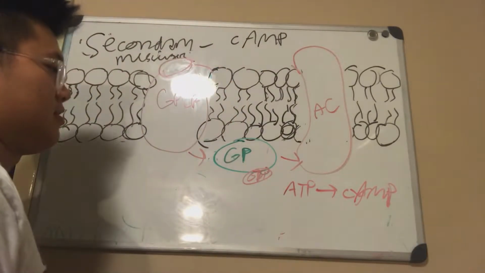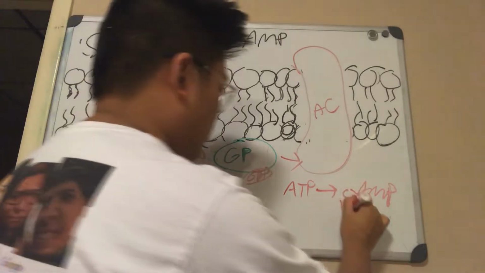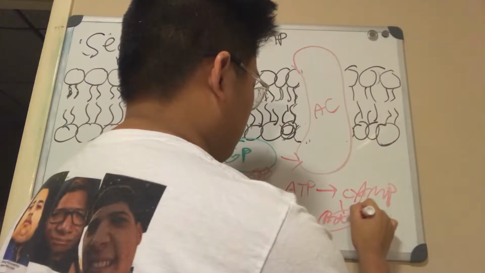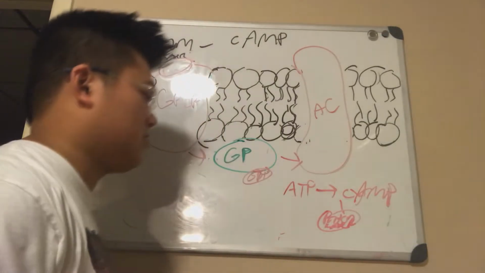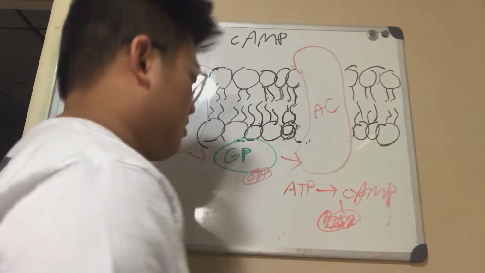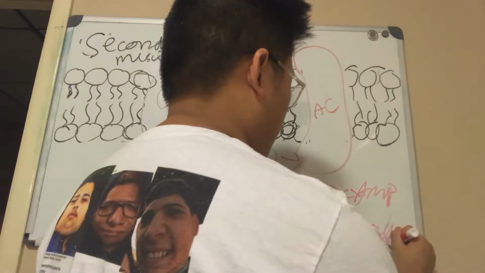And this acts as a secondary messenger that continues the process of transduction. What it usually does is move forward and activate protein kinase A, and since this is a kinase, it goes on and phosphorylates other parts of the process, and then that eventually leads to cell responses.